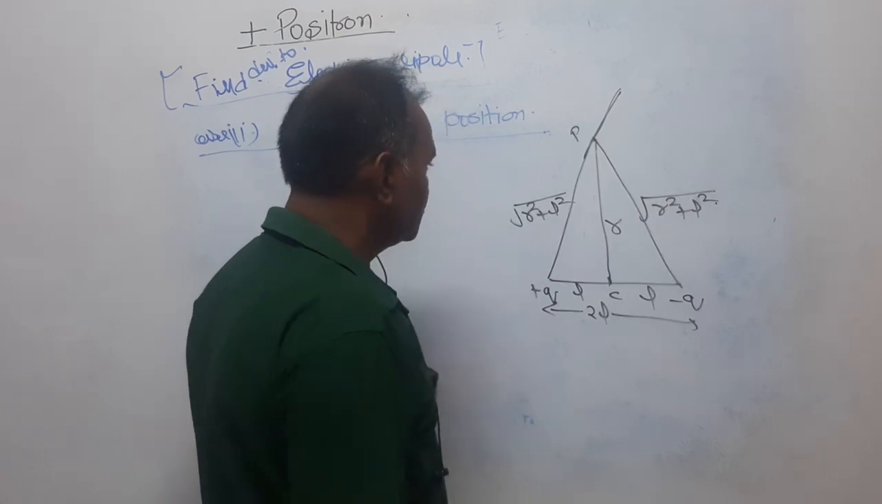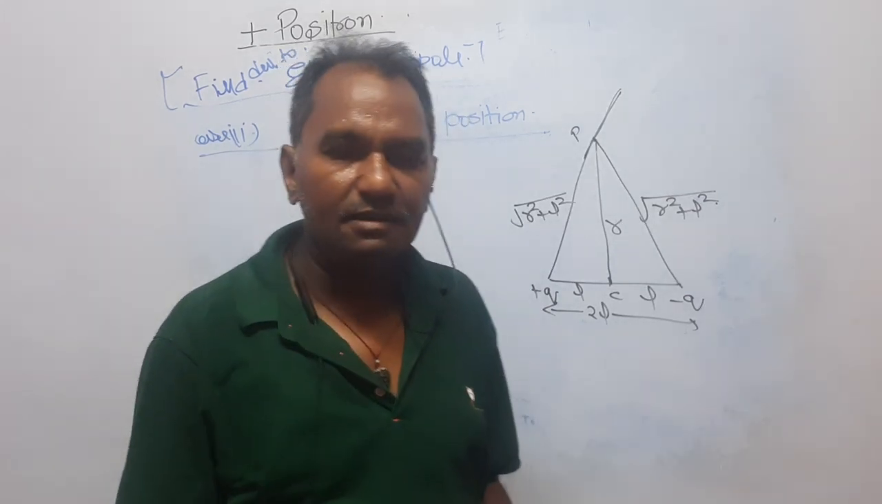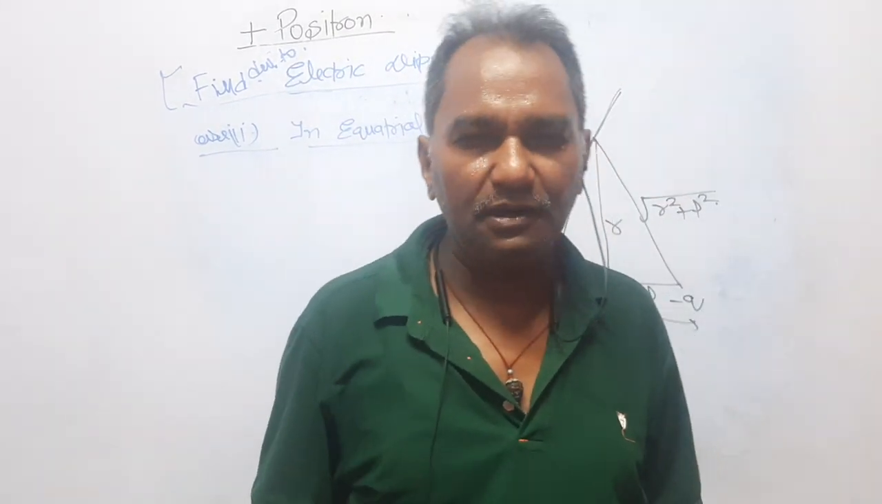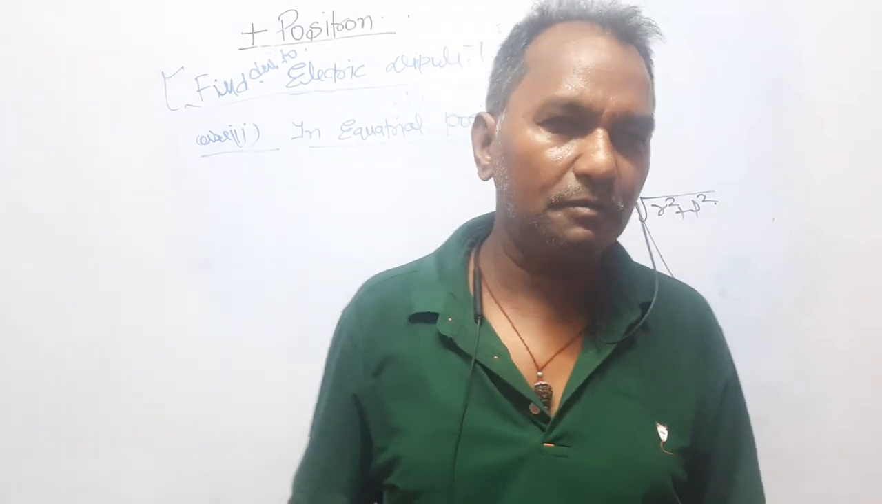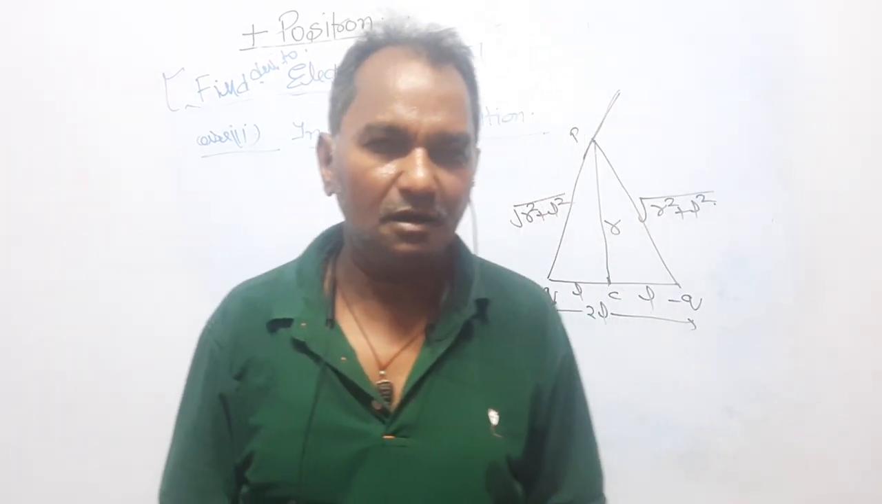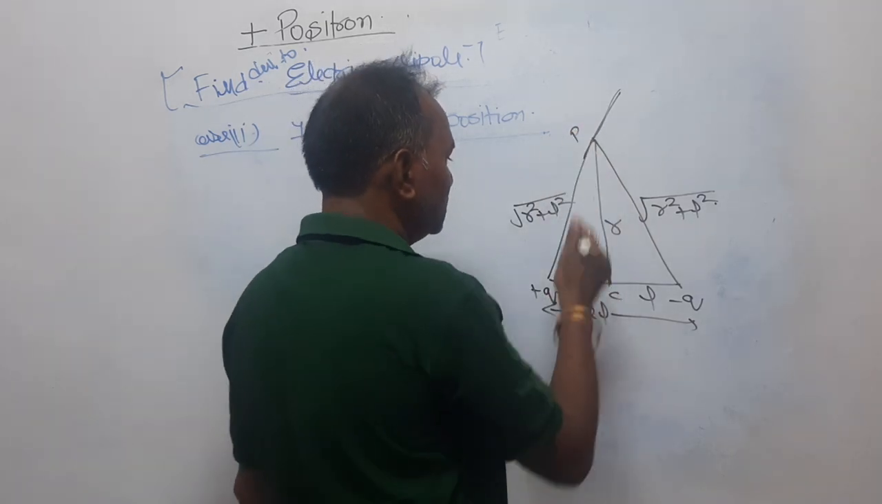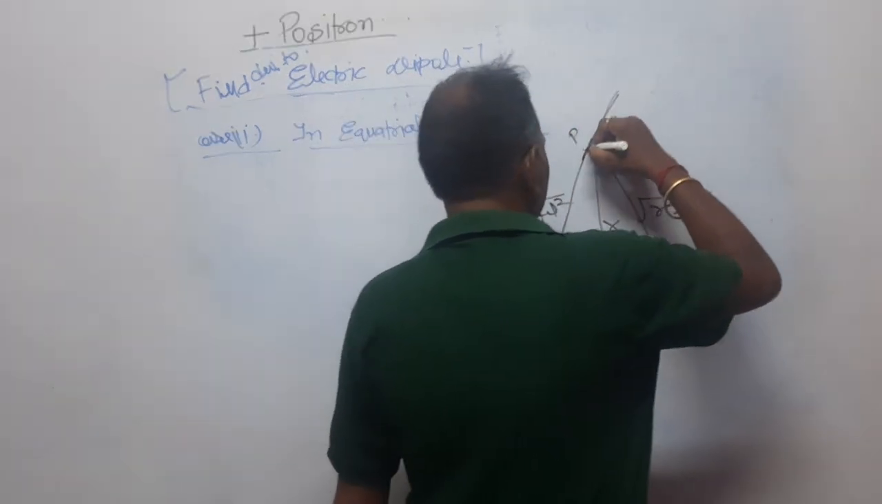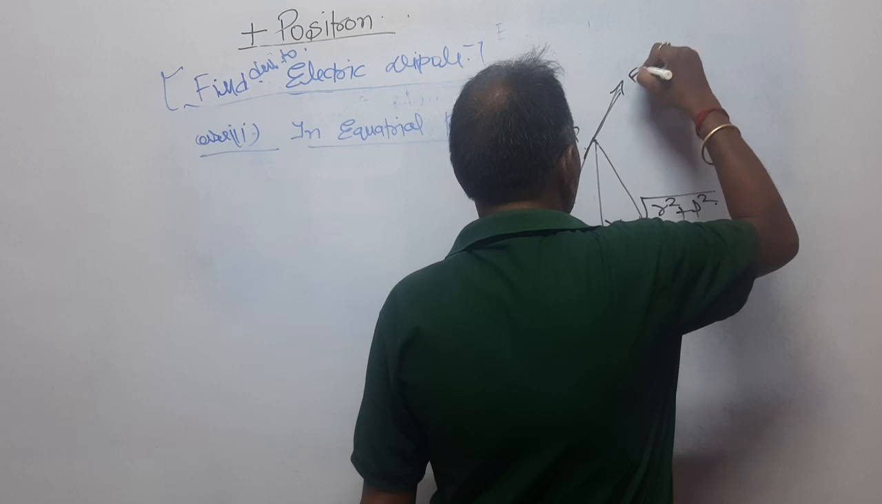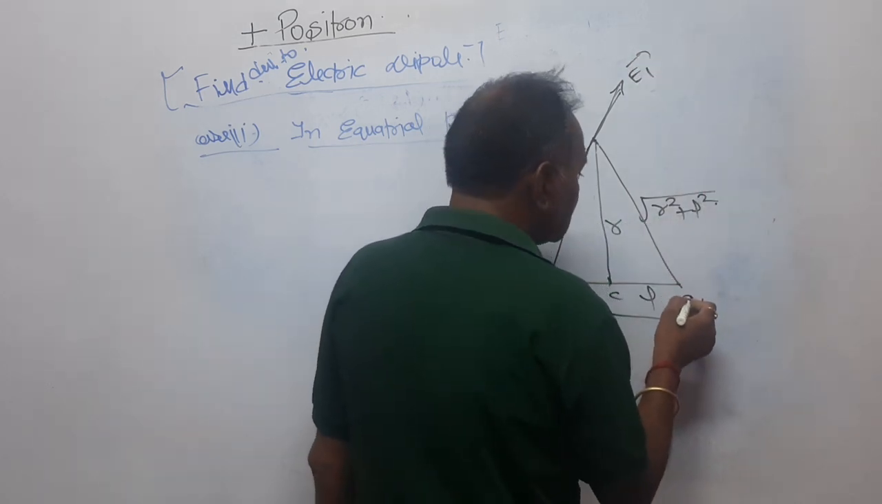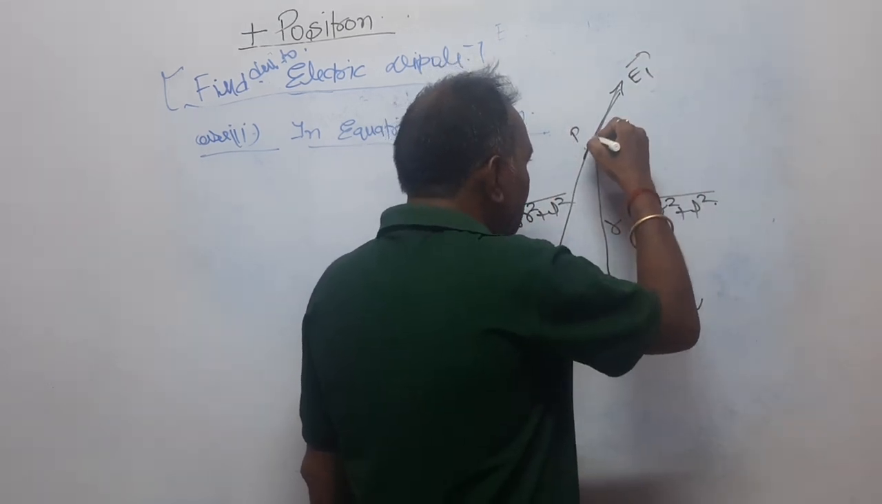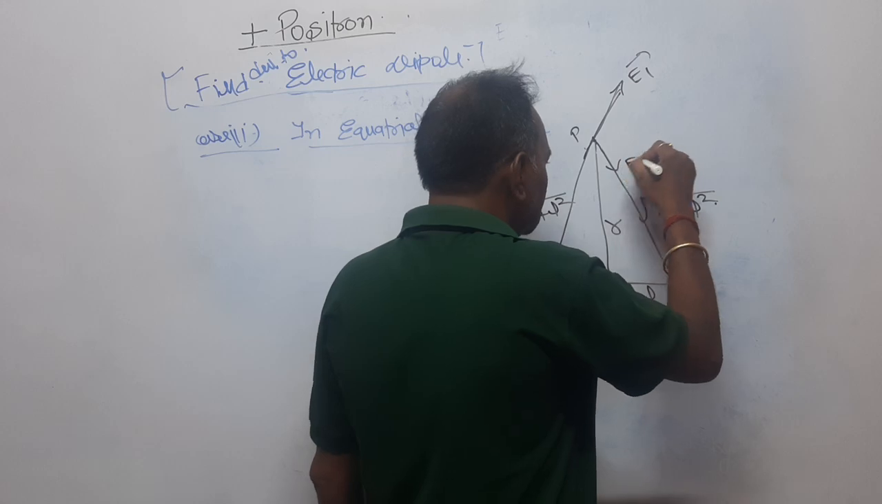Now, dear students, the basic concept is, in order to find the field at any point, you just have to consider a positive test charge there. So first we will consider a positive test charge here. This charge will repel this positive test charge in this way. Let this be E1, and this negative charge will attract it, that is E2.